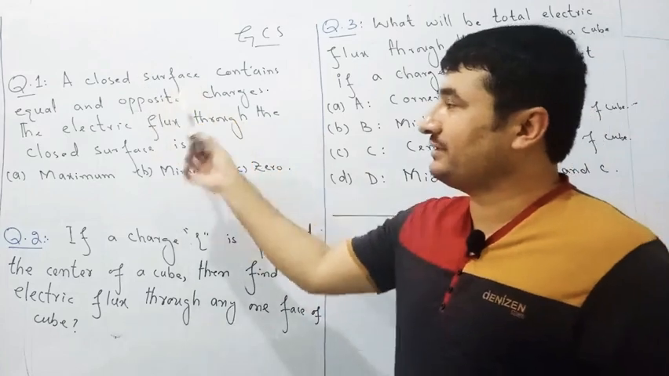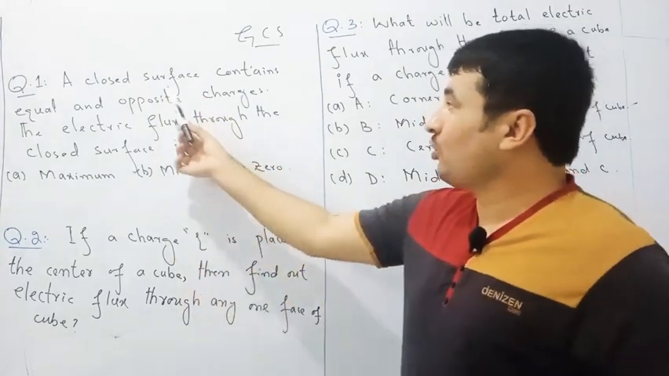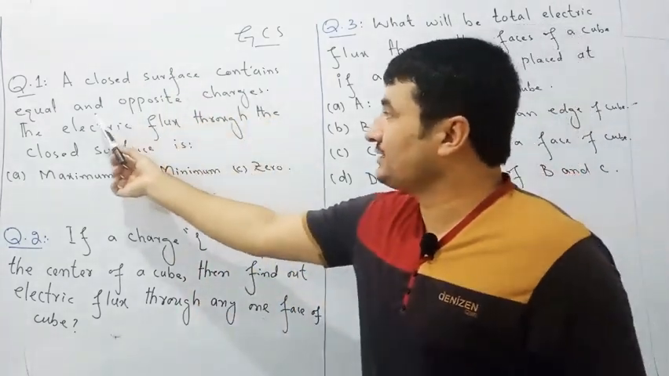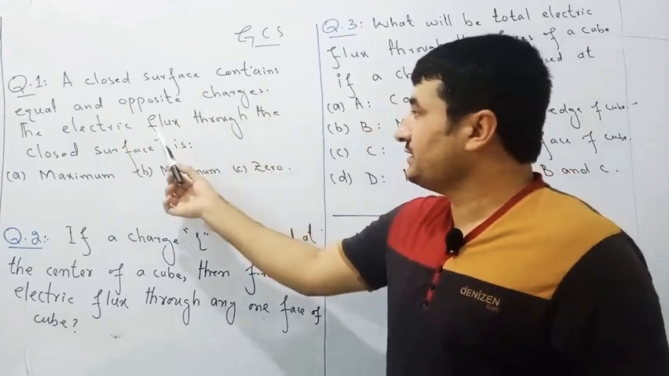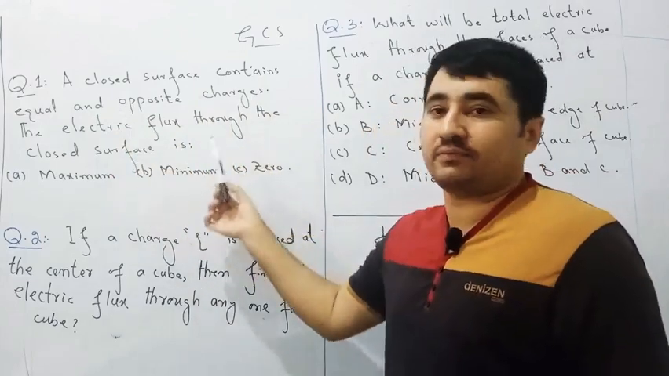Question number 1, that's very simple. A closed surface contains equal and opposite charges. The electric flux through the closed surface is.